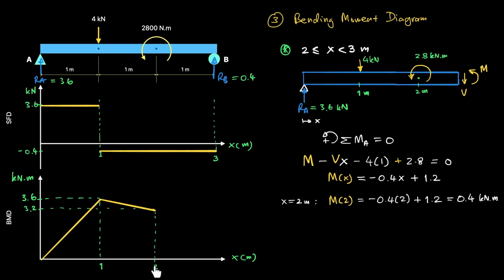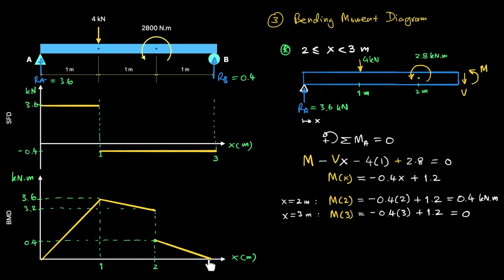So here at 2 meters, from 3.2 kilonewtons meter, the moment jumps down to 0.4 kilonewtons meter. Let's mark this value first here. And for x equals 3 meters, M is minus 0.4 times 3 plus 1.2 equals 0. So the graph will go down from 0.4 to 0 at 3 meters.